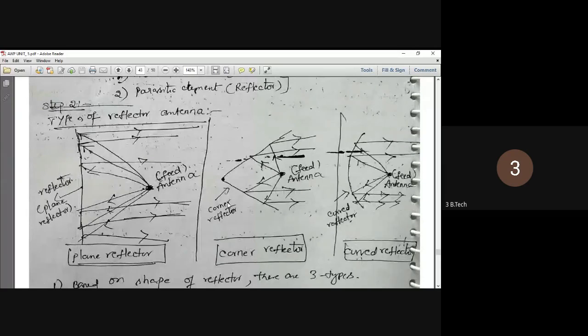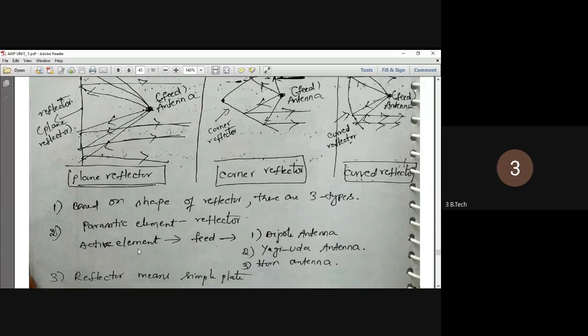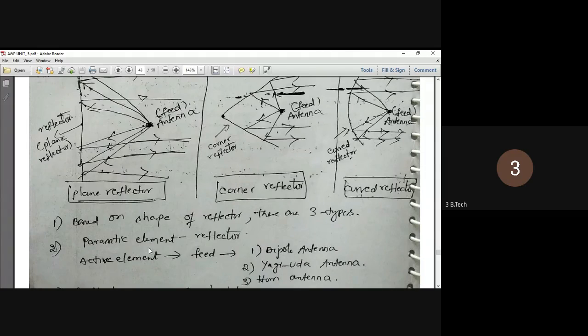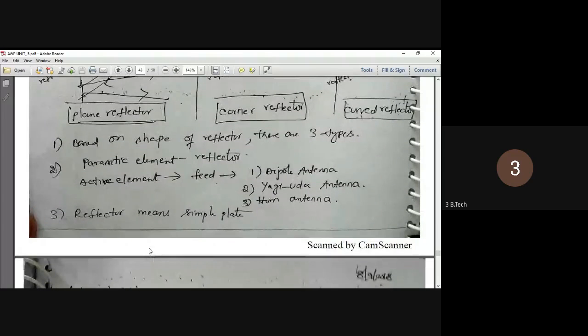Types of reflector antennas. Maunika Sindhu, what are the types of reflector antennas? Can you name the three? Plane reflector, corner reflector, and curved reflector, sir. Yes, plane reflector, corner reflector, and curved reflector. We'll see the principle now. What is happening? The parasitic element is the reflector, and the active element means the feed. Reflector means a simple plate.